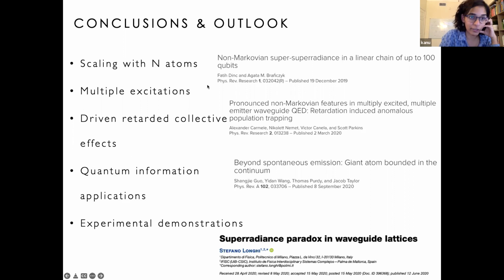So how does this effect scale with the number of atoms? This has been answered, for example, in some of these papers. How does the system behave in the presence of multiple excitations? What happens when you drive the system? How are these effects pertinent to actual quantum information applications? And for me personally, most exciting are the experimental demonstrations. So that's what we've been exploring since.